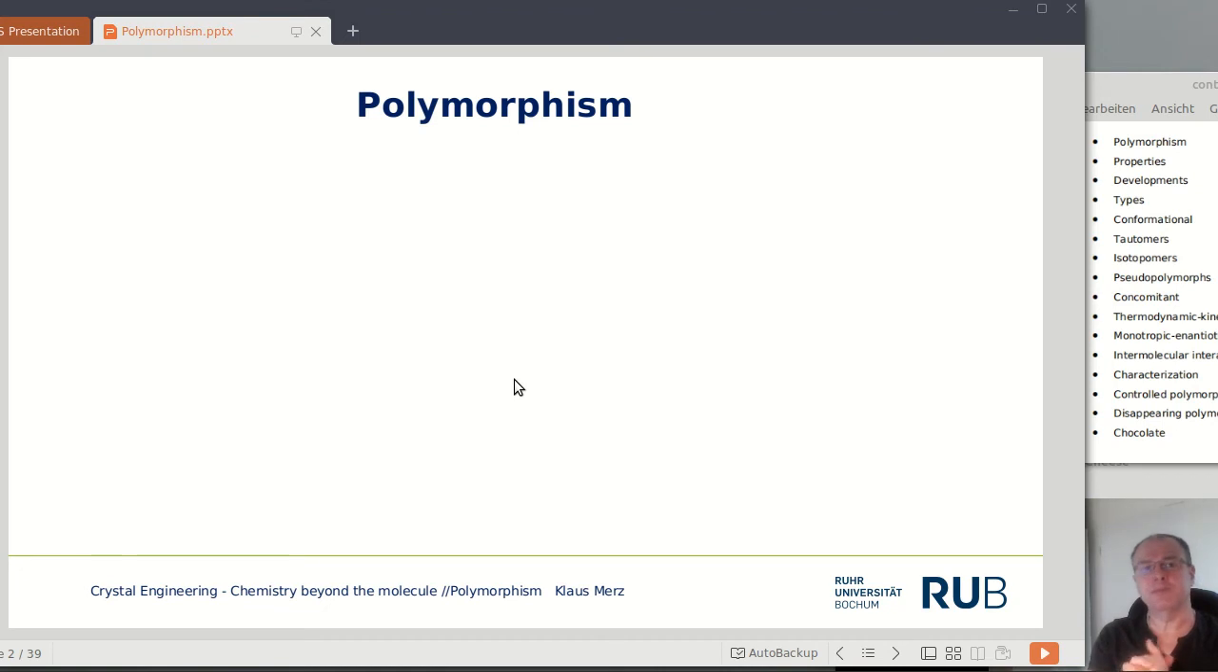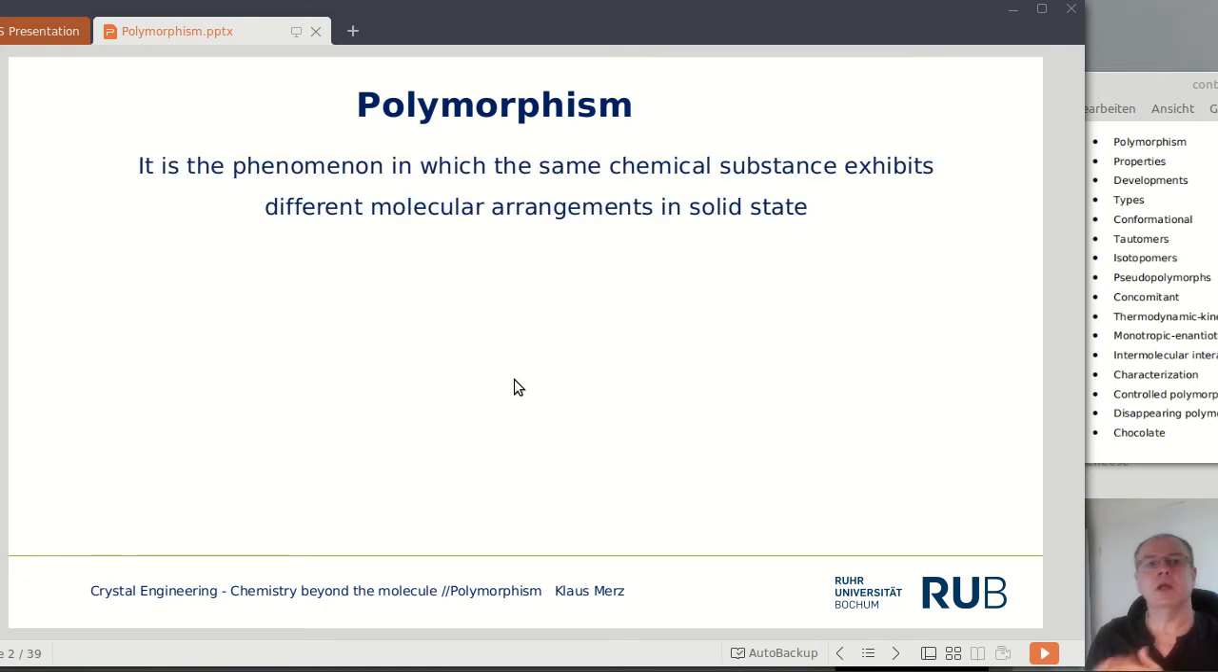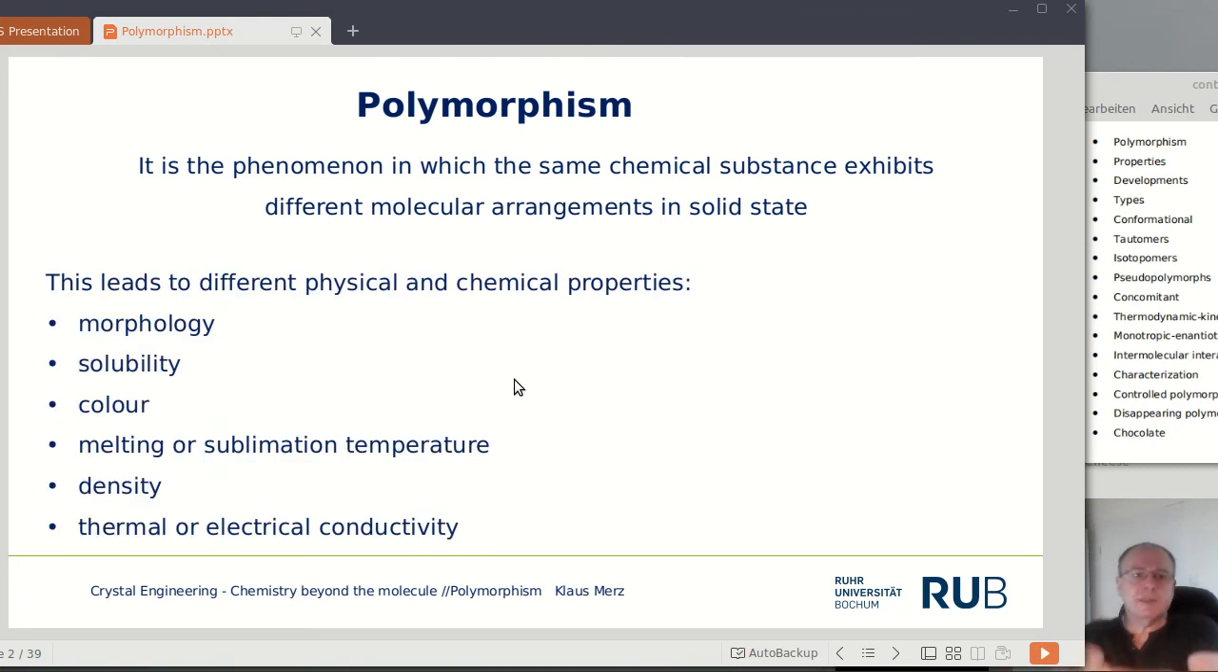What is polymorphism? It is the phenomenon in which the same chemical substance, the same molecule, exhibits different molecular arrangements in the solid state. So you have one molecule, and then have a look at the crystal packing, the molecular arrangement, and you will see the different ways in which the molecule aggregates in the solid state. This is polymorphism. And why is this interesting?